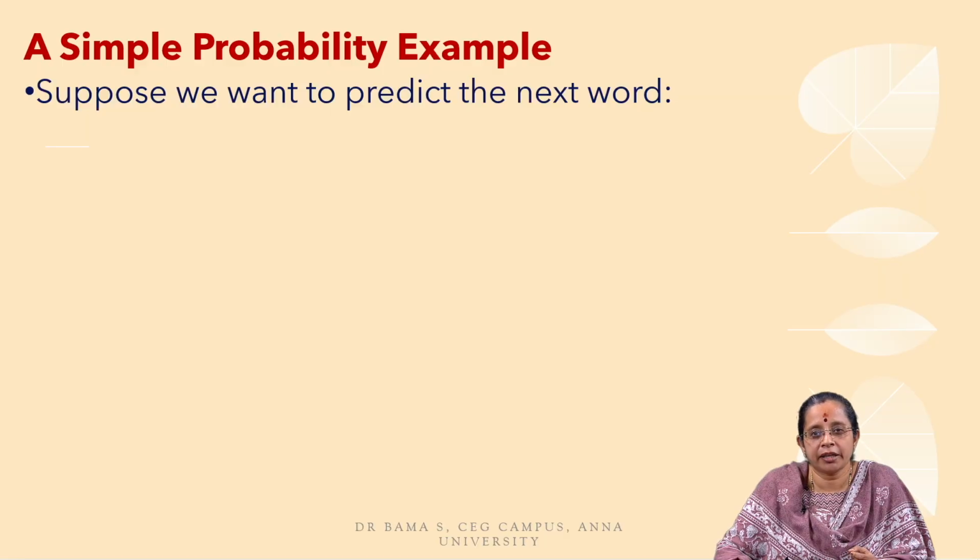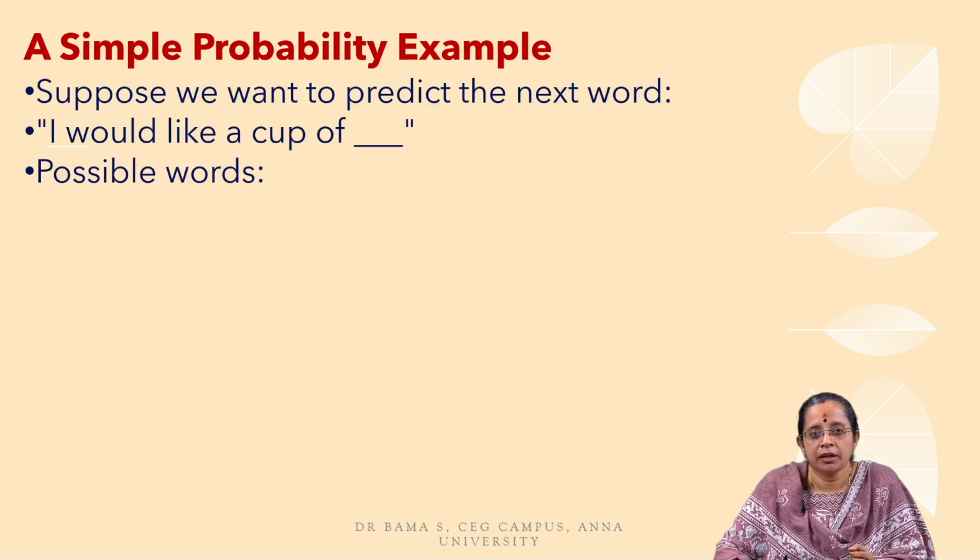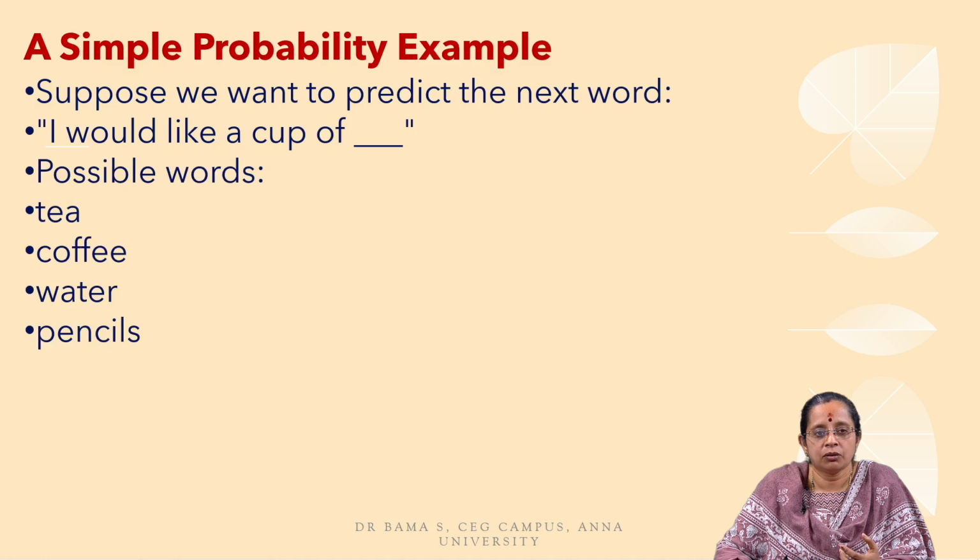So, we will take a simple probability example now and work it out. Suppose we want to predict the next word, like I would like a cup of dash. What would the dash be? These are the possible words that the machine can identify. One is tea, second is coffee, third is water, fourth is pencil. Ideally the answer according to a human being would be either tea or coffee, but to a machine, statistically we would give a large corpus of data and some algorithm to compute the probability at the end.